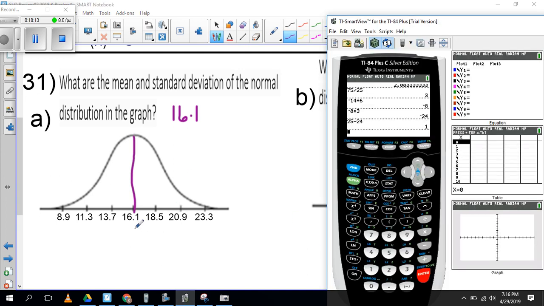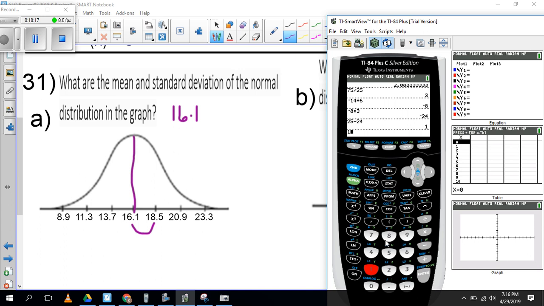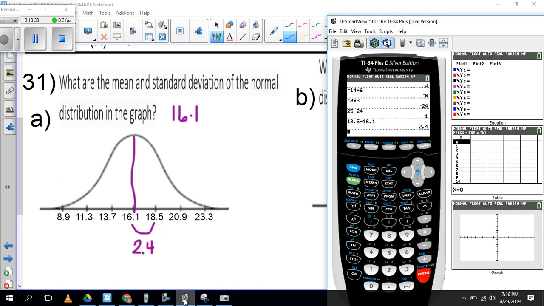So I just pick my calculator up, and I take my number here and subtract them. So I'm going to put 18.5 minus 16.1. And I see it's a difference of 2.4. So let's see if it stays that way. So we'll know for sure that's our standard deviation.